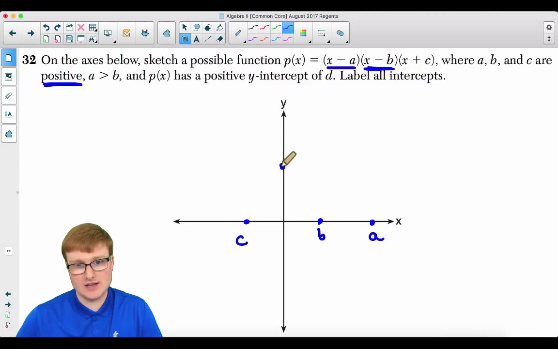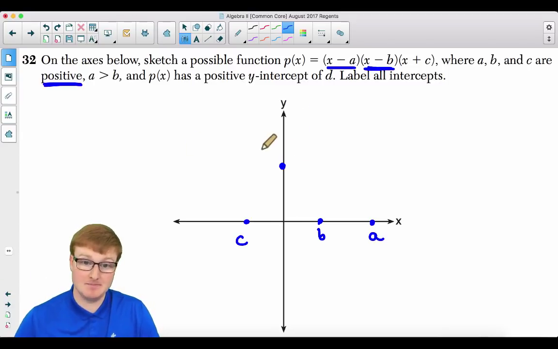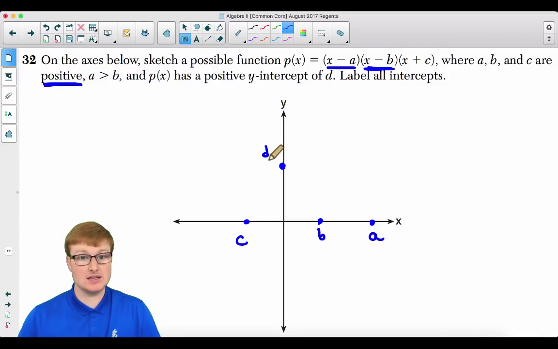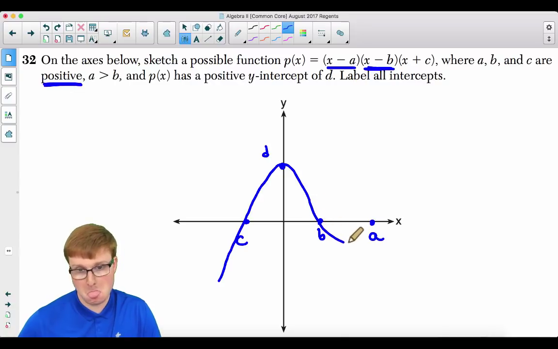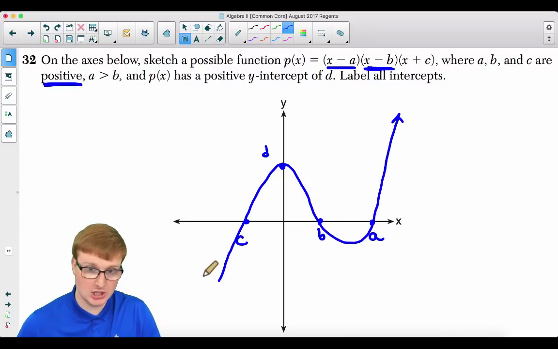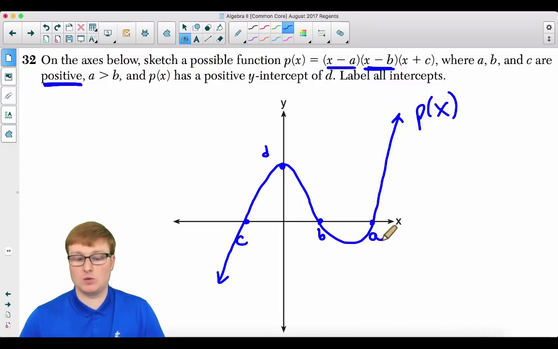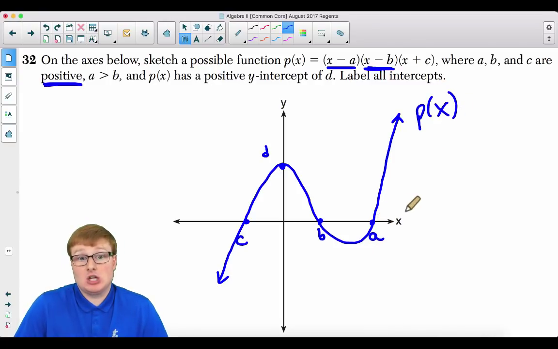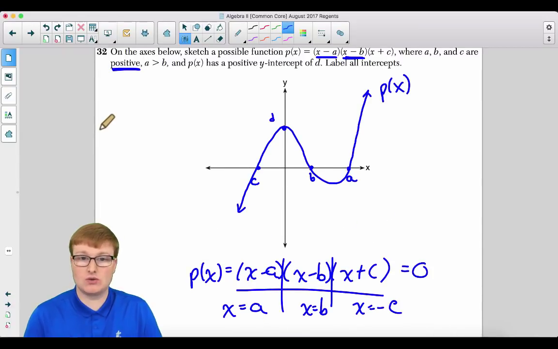Great. Draw yourself a positive y-intercept where it crosses the y-axis and label that as d. Now all you've got to do is sketch the function. Well, it's a cubic function. So go ahead. I'm going to do this the very best I can. And sketch. That's pretty good for me. That, ladies and gentlemen, is a possible answer for P of x. It's just a cubic function, and I just satisfied all of those conditions appropriately. Your answer is shown right there.